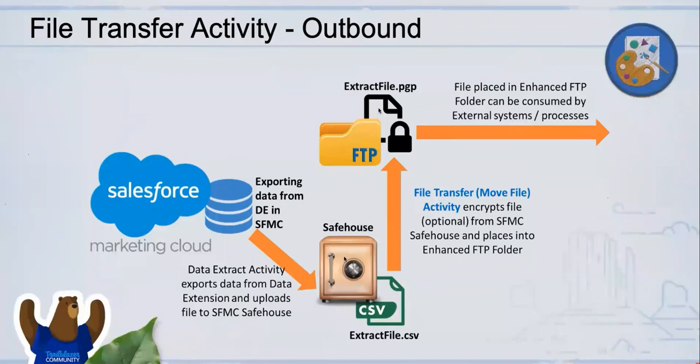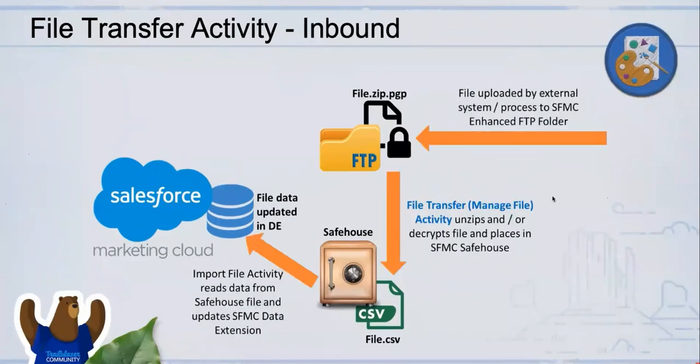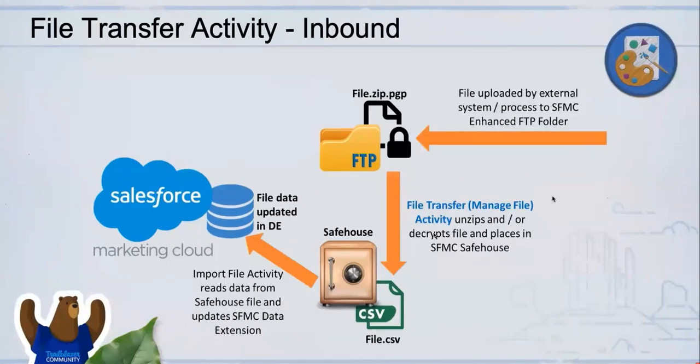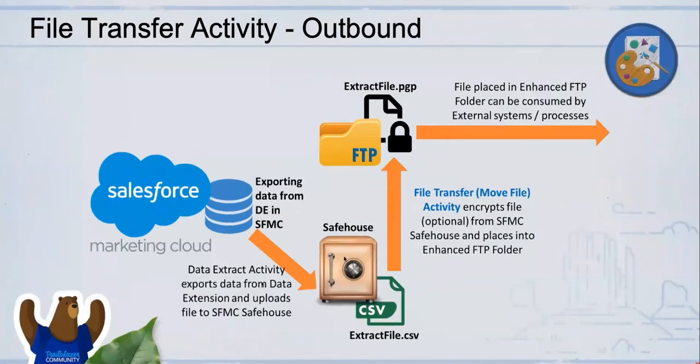And from that FTP folder, it can be accessed or picked up by an external resource, right? So file transfer activity can be used in inbound and outbound data transfer. For inbound transfer, it will be used as step 1. Basically, file transfer is used whenever there is an encryption or decryption needed, and also to transfer a file between Safe House and FTP. In case of outbound, it will be used as step 2. So inbound, 2 steps: file transfer followed by import. Outbound, data extract activity followed by file transfer.